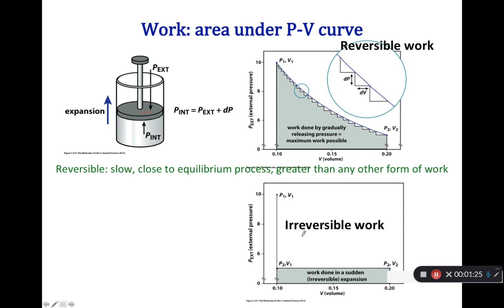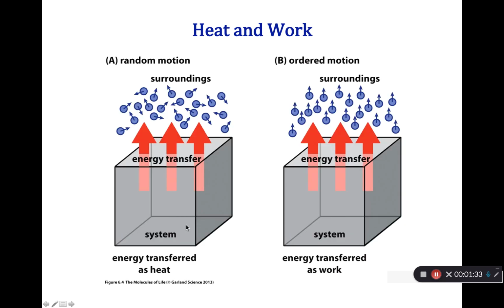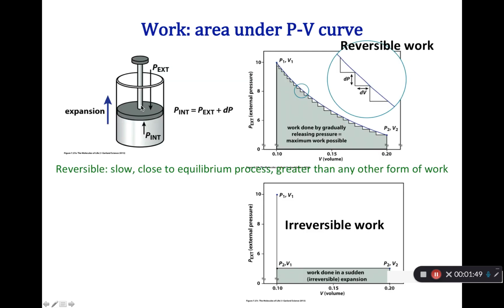If the work is done against a sudden irreversible expansion, then the area under the curve is much smaller and you get lesser work done. The difference between heat and work, in one way, is that heat is energy which is transferred completely randomly, as in this case, while work is energy that is transferred in a certain direction, such as in the expansion of this gas along this direction here.